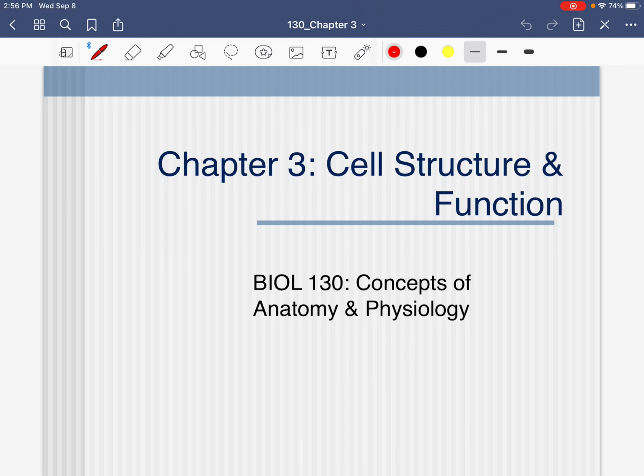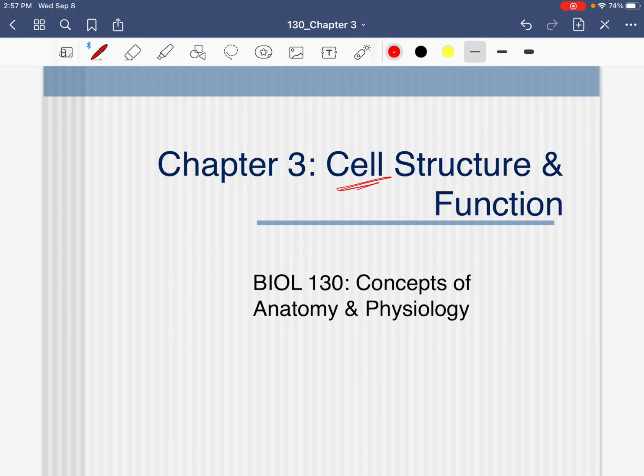We are moving right along here, and we are already to chapter 3. Now, this, of course, is going to be about the cell, and the first half of it is very straightforward. Dare I say, kind of boring. We'll talk about the parts of the cell and what they do.